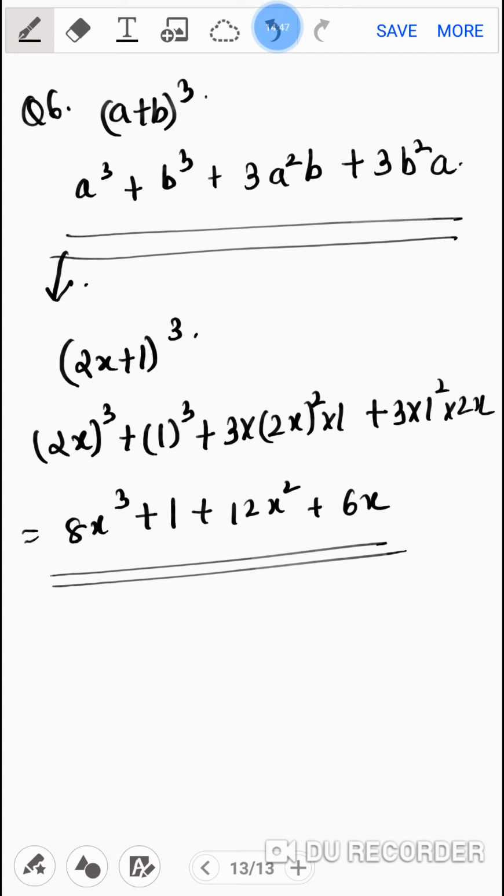My dear kids, that was your problem number 1. Problem number 2 seems to be quite easy. I'll jump on to directly problem number 3, and that says 3 upon 2x plus 1 the whole cube. Let's see what we can do.